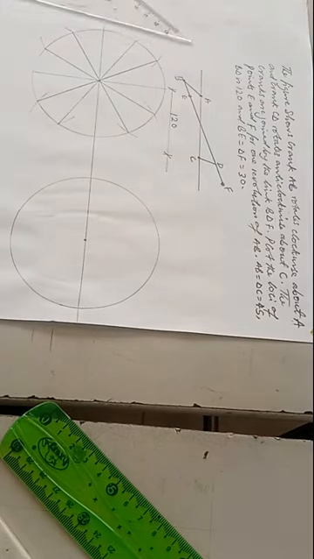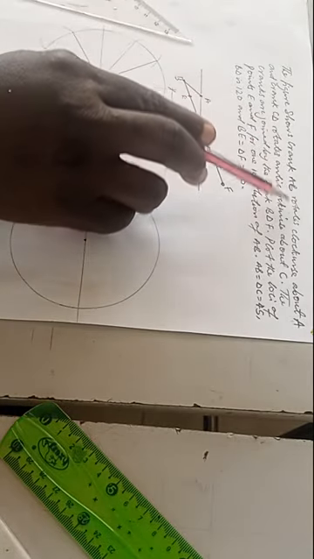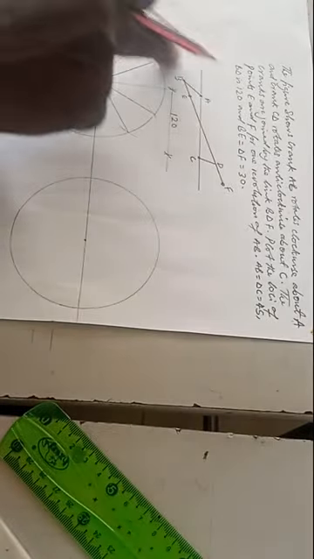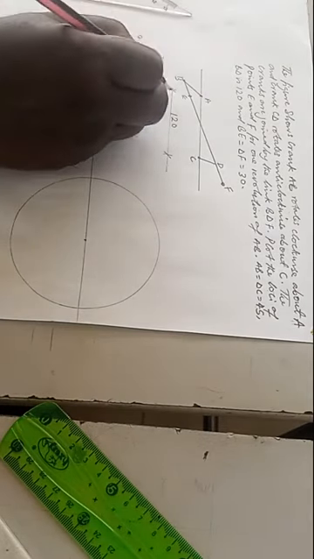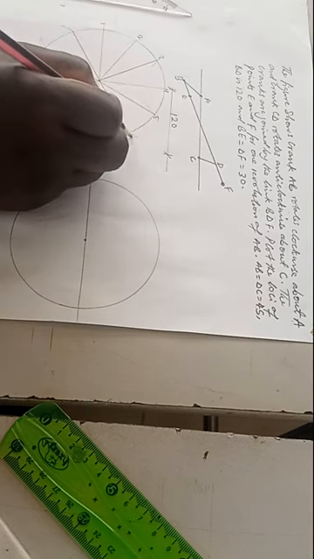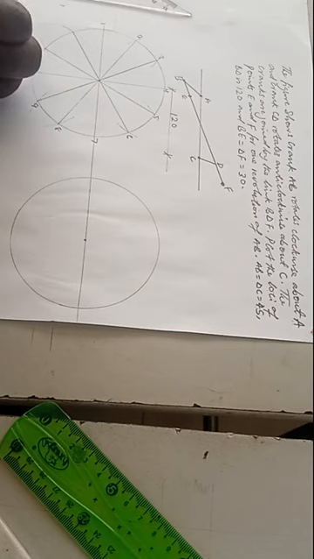So now let us start from this point. Remember, it says crank AB rotates clockwise, so the labeling will be like this. If this place is 1, we have 2, 3, 4, 5, 6, 7, 8, 9, 10, 11, 12. So like that.